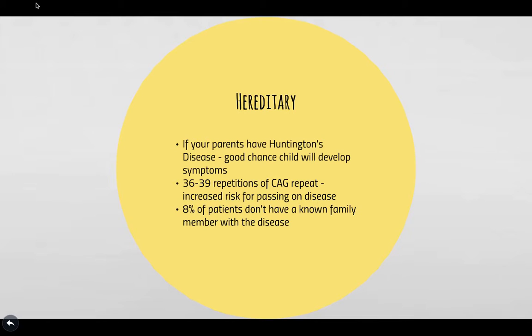And only 8% of patients don't have a known family member with the disease. So 92% of patients with Huntington's disease have a known family member who also has Huntington's disease. So it's a good chance if you or someone in your family has Huntington's disease that your children or future people in your family will develop this disease as well.